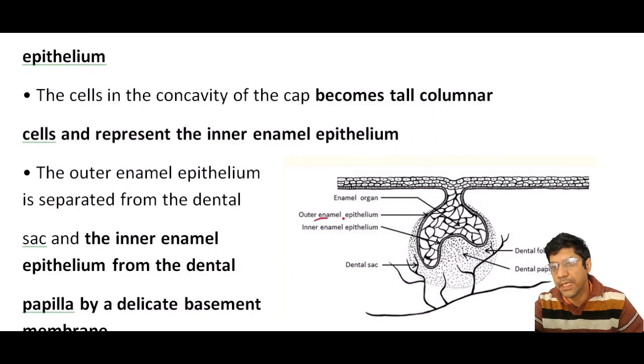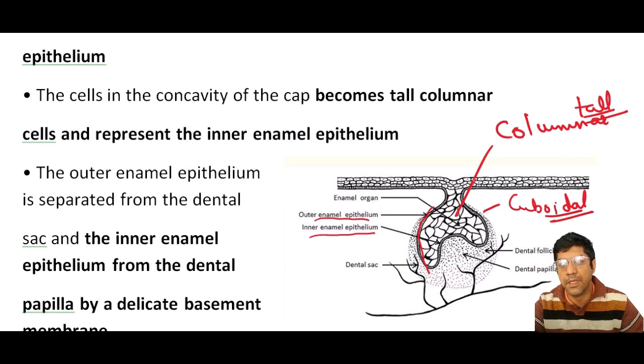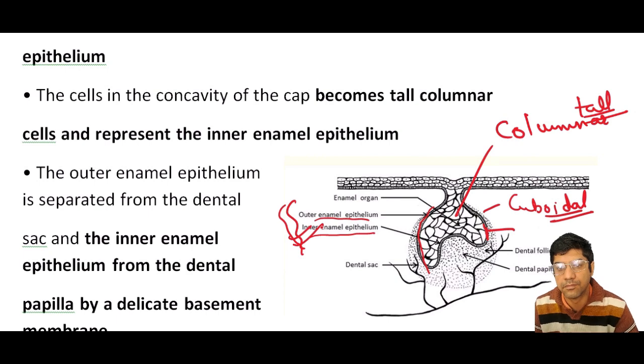So there will be the outer enamel epithelium and the inner enamel epithelium. The cells at the periphery of the cap are cuboidal and cover the cap's rounded outer surface. So they form the outer enamel epithelium. The cells in the center depression become tall and columnar. So they will constitute the inner enamel epithelium. A delicate basement membrane will separate the outer enamel epithelium from the inner enamel epithelium. This membrane is connected to cells by hemidesmosomes that will hold them to the basal lamina.